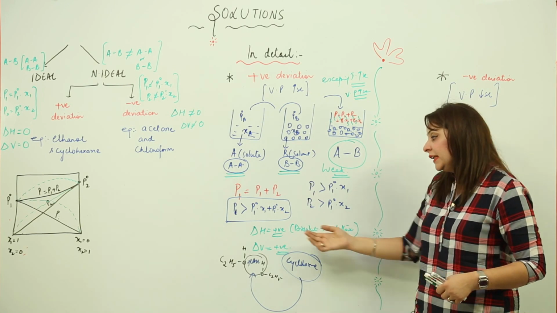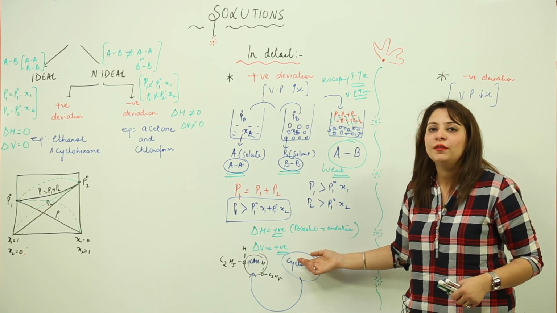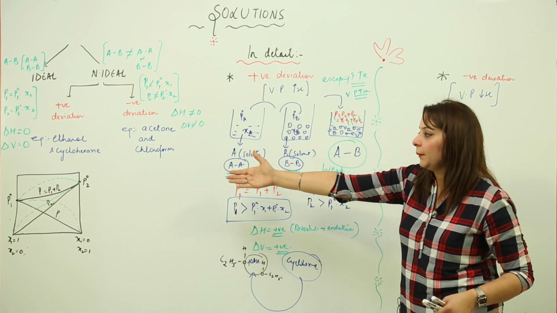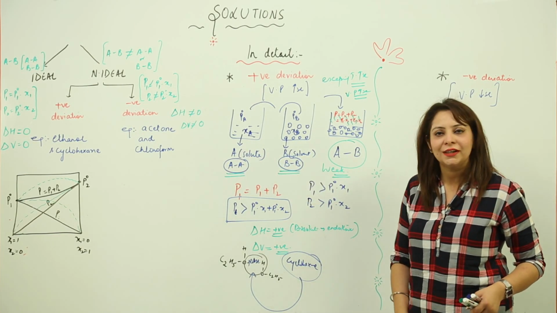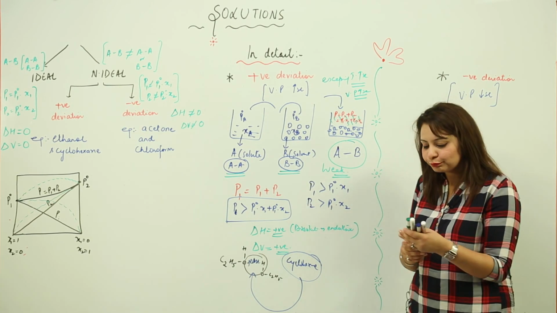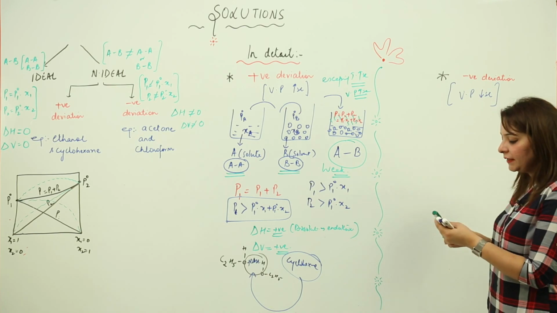And likewise, the heat change delta H is going to be positive, delta V is going to be positive, and moreover, the vapor pressure is just going to increase. So this is how you are going to show it when somebody asks you about the positive deviation. Now let us see negative deviations.